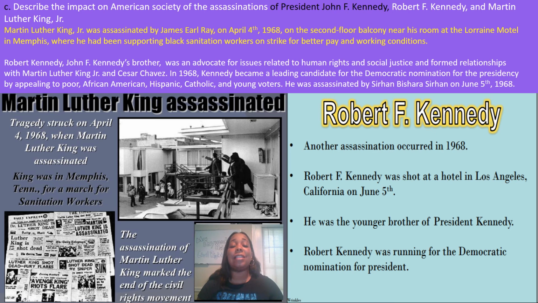Another important assassination to know about during this time was the assassination of Robert F. Kennedy. Robert F. Kennedy, who was John F. Kennedy's brother, was an advocate for issues related to human rights and social justice, and he formed relationships with Martin Luther King Jr. and Cesar Chavez. In 1968, Kennedy became a leading candidate for the Democratic nomination for presidency by appealing to poor African Americans, Hispanic, Catholics, and young voters. He was assassinated on June 5, 1968.